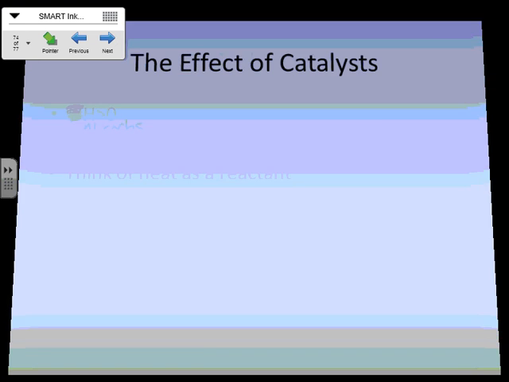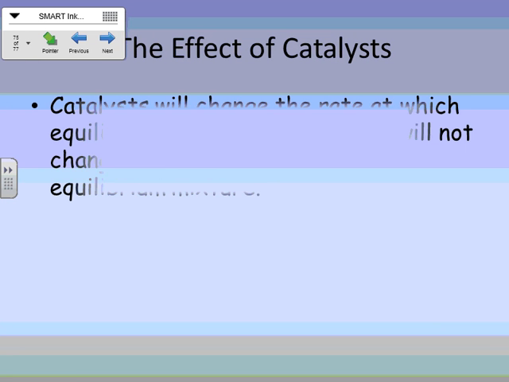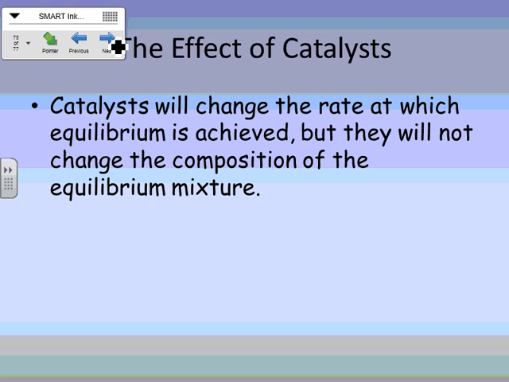Okay. The effect of catalysts. Now, they will ask this question every once in a while on the AP exam. I think we actually had this question on one of our AP questions, on our last unit. It was a catalyst question about how it would affect the ratio of something. The answer is, it doesn't change the equilibrium mixture, okay?